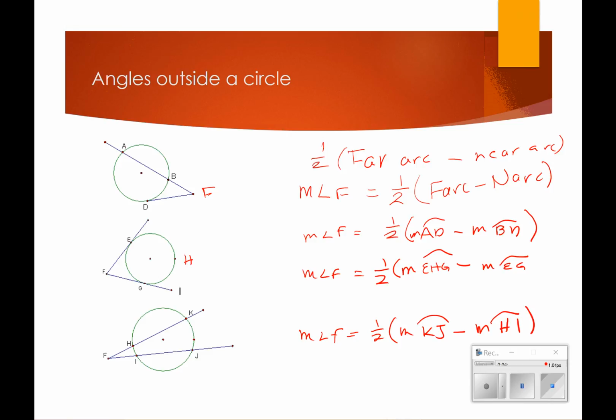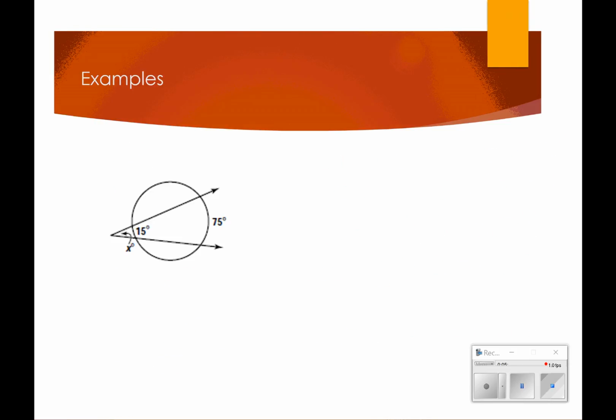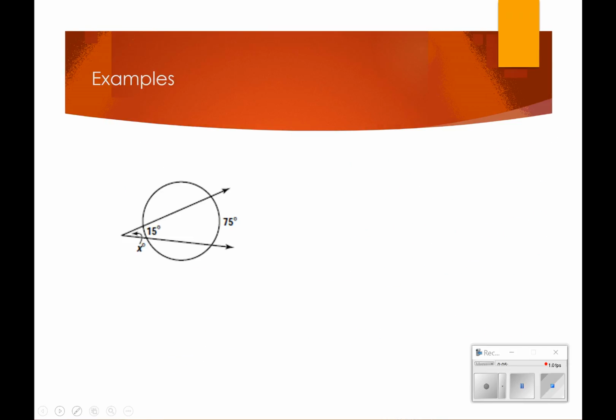So let's look at a couple examples. Okay, in this case, FARC minus NARC. So x is going to equal 1/2 times (75 minus 15). So x is going to be equal to 1/2 times 60, or 30 degrees.